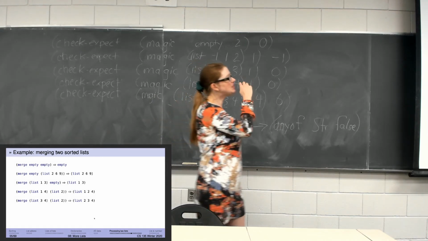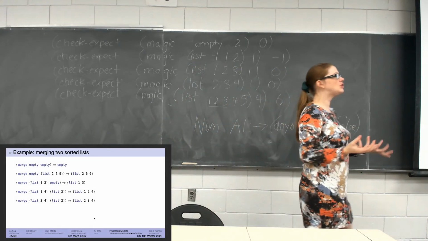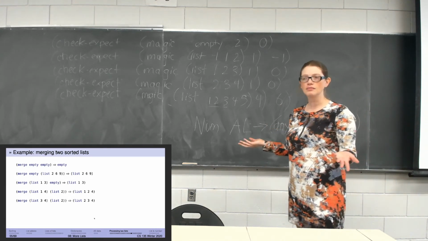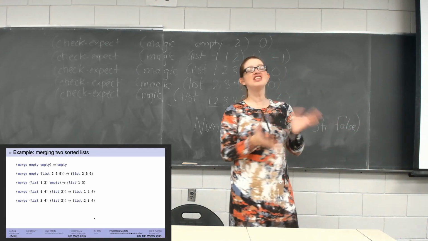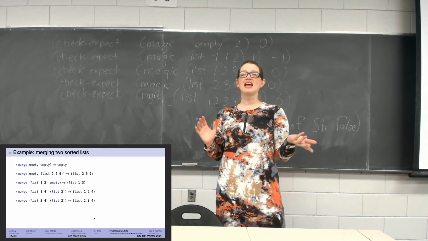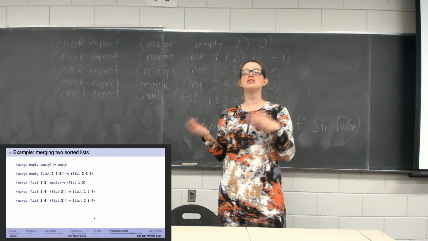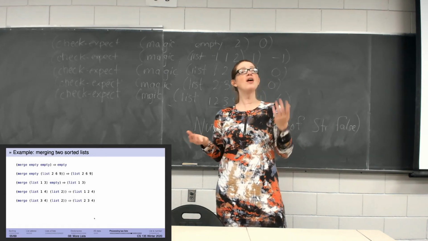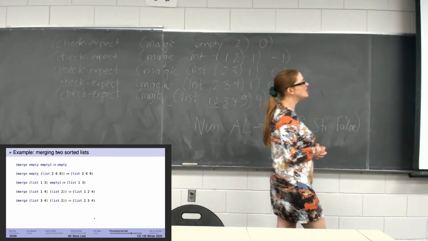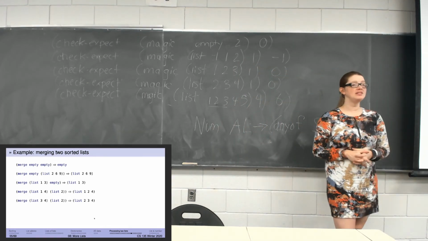And if you see the patterns, then you should be able to figure out how to write the code from that. So for this example, if I try to merge two empty lists, I know it should produce empty because I'm not merging anything. If one of the lists is empty, so say the first list is empty, then I produce the second list. And if the second list is empty, I produce the first list. Very easy base cases. But what about the cases where the two lists are not empty?